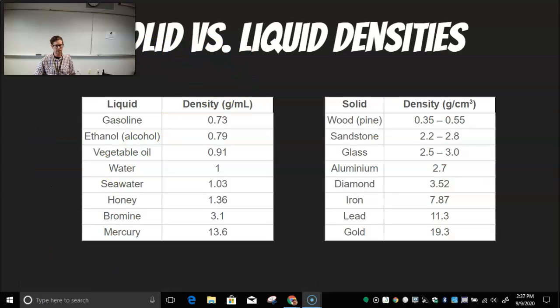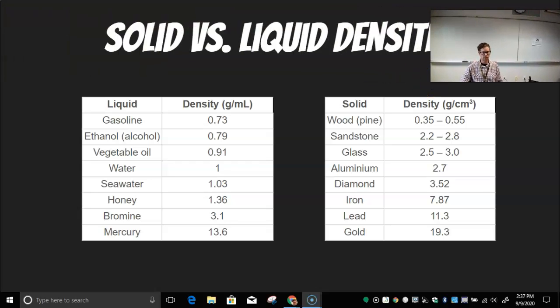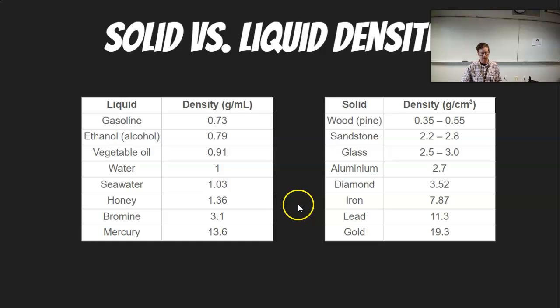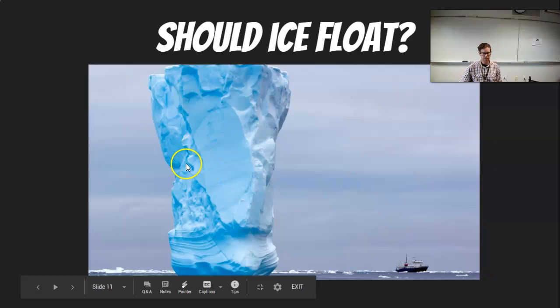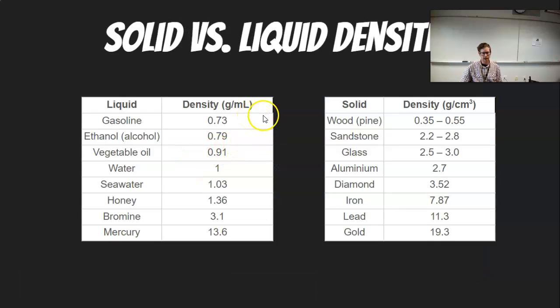Now let's look at solids and liquids, right? When it comes to solids and liquids, we're curious which ones tend to be denser, which ones tend to be less dense. So here's a table of liquids and their densities. And here's a table of solids and their densities. So I'm curious, after you've taken a look at this, which do you think tend to be denser? Okay, so if you've looked at this, you probably saw that, overall, the solids tend to be denser than the liquids. But that it's not always the same.